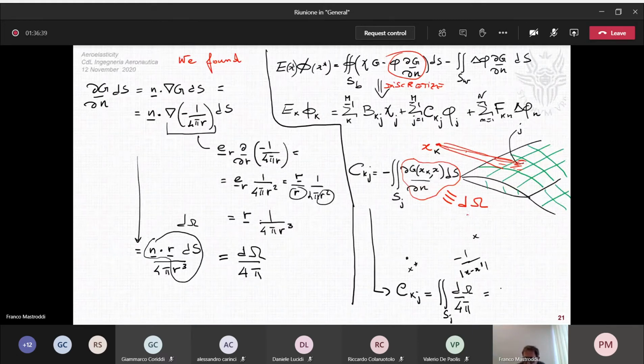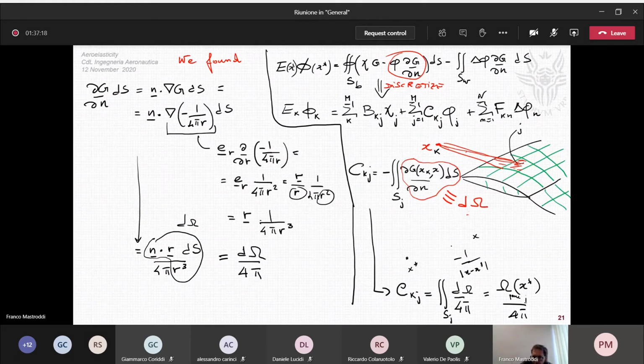So you have omega from the point x star of the panel J divided by 4 pi. And this is a very interesting interpretation for the coefficient. In particular, one point could be the following. How many wake points am I obliged to consider in my discretization?